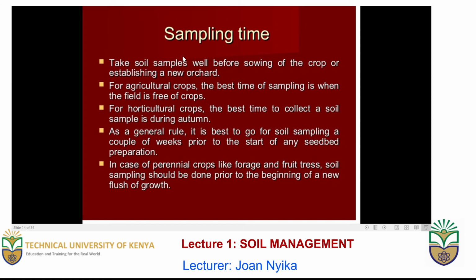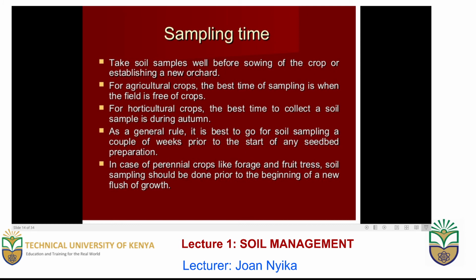But what is the right time to sample? Usually the right time to sample is before sowing, but for agricultural crops, the best time for sampling is when the crops are not in the field, to avoid disturbance in the fields. For horticultural crops, the best time to sample is during autumn, that is just before the cold season. But as a general rule, sampling should be done a few weeks before planting or before seedbed preparation.